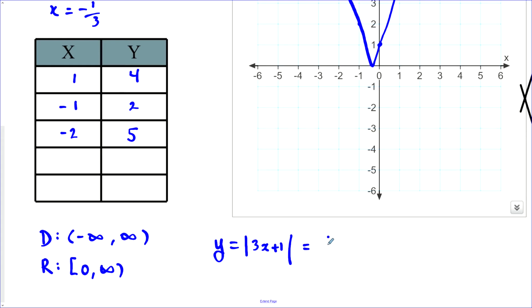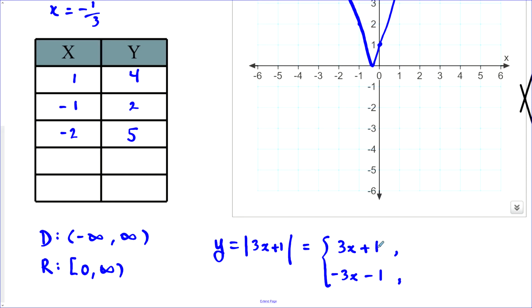So we put our single set bracket here, and then we just rewrite this, whatever's inside the absolute value function, rewrite it right there. Put a comma. And the other part will be the negative of this. Negative 3x minus 1.